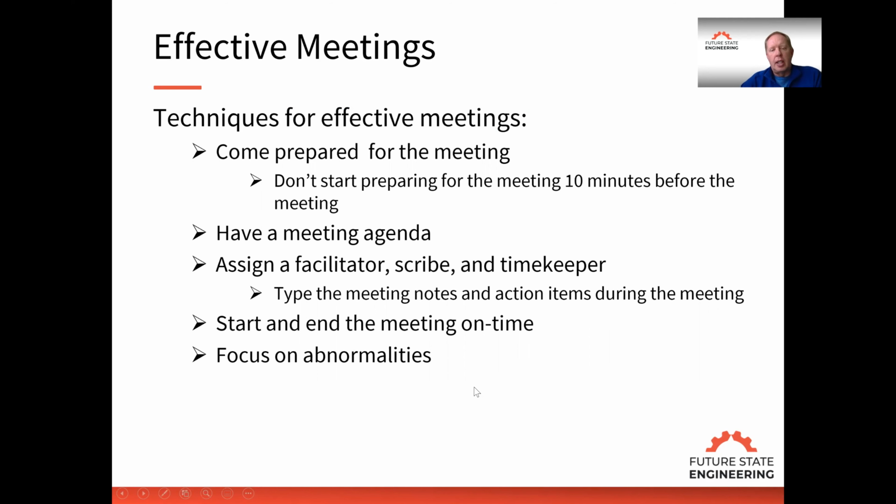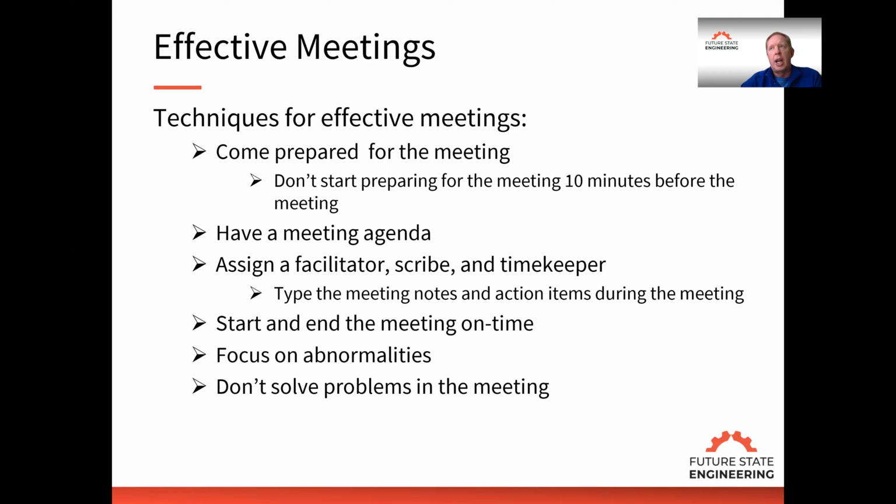Next is focus on abnormalities. So we want to discuss the things that aren't going well. We don't want to focus on the things that are going well, so don't repeat all the things that have gone well. We want to just focus on those abnormalities. Where are the issues?